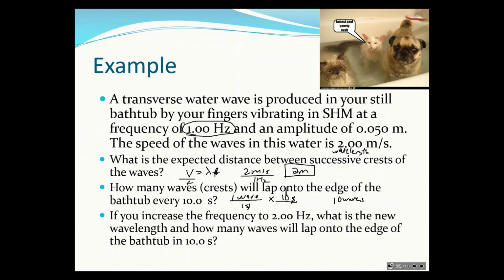Okay. If you increase the frequency to 2 hertz, what is the new wavelength and how many waves? It's the same questions, but we're increasing our frequency to 2 hertz. The speed for the first one was 2 meters per second. What's the speed going to be when we increase our frequency? It's still going to be 2 meters per second because the speed does not change. What will change is the frequency and wavelength, right? Now when we make it 2 hertz, our wavelength is 1 meter. We increased our frequency, we decreased our wavelength.